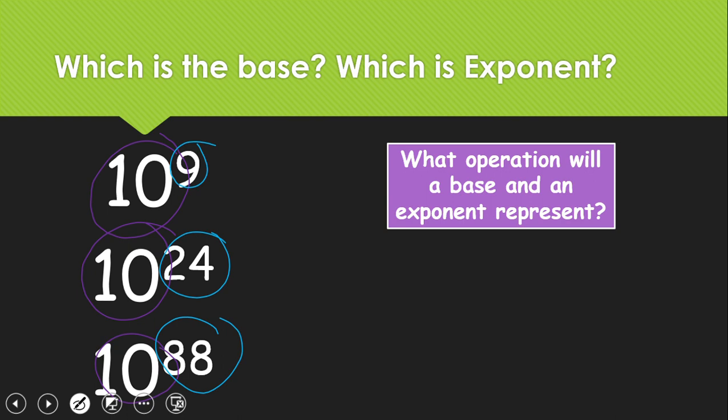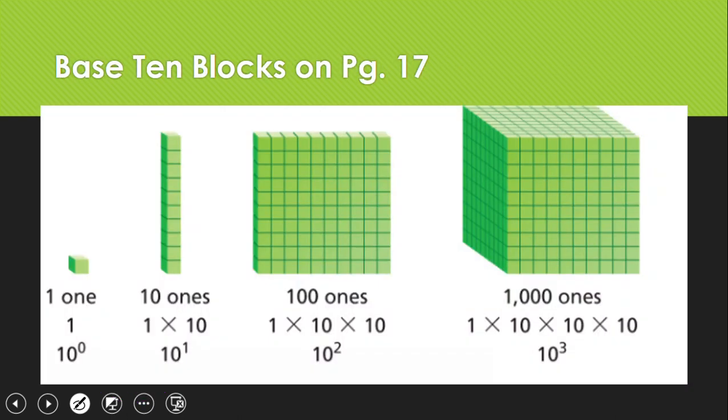These exponents and the base, what do they represent? Good, you should have said multiplication, repeated multiplication, because we're just going to be multiplying the base however many times the exponent tells us. Here is the base 10 blocks on page 17. I just want you to notice that our base 10 blocks are in powers of 10. Our unit is 10 to the 0 power, our long is 10 to the first, our flat is 10 to the second, and then our large cube is 10 to the third.